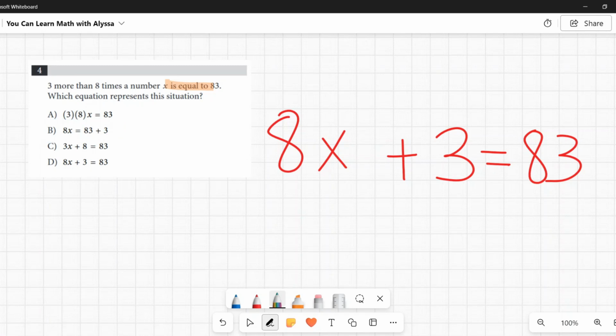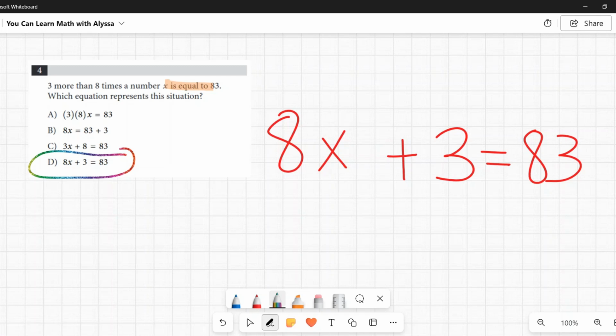Now, here they're being a little tricky because you could move this over here and get 8x by itself, but it would not be plus 3. To do that, you'd have to subtract 3 from both sides, so it would be 8x equals 83 minus 3. They're being sneaky. They love doing that. Next one, 3x plus 8 equals 83. Nope, but finally, it took us a while to get there, but it is there eventually. Letter D, 8x plus 3 equals 83.